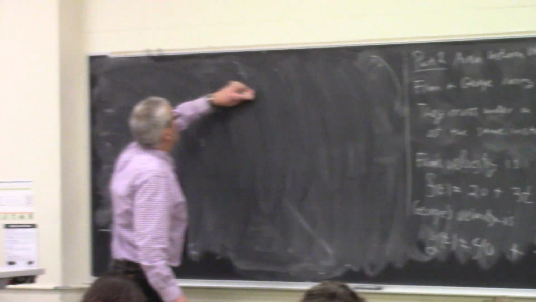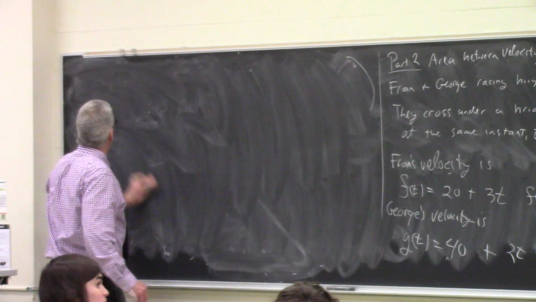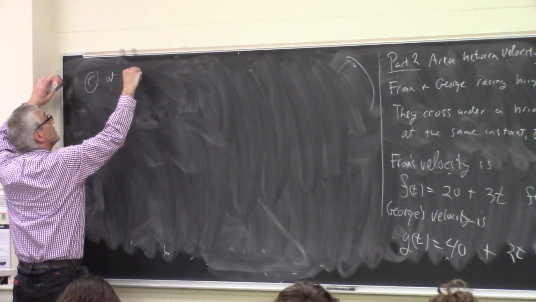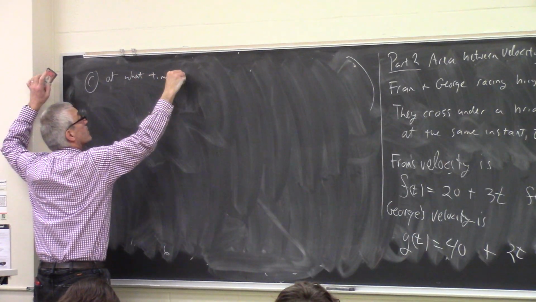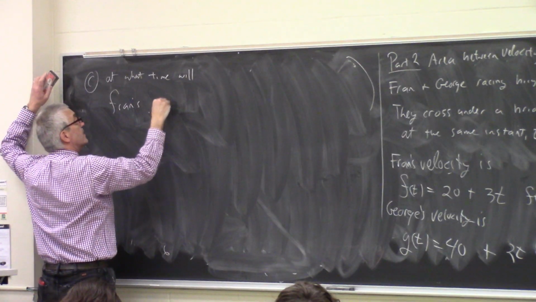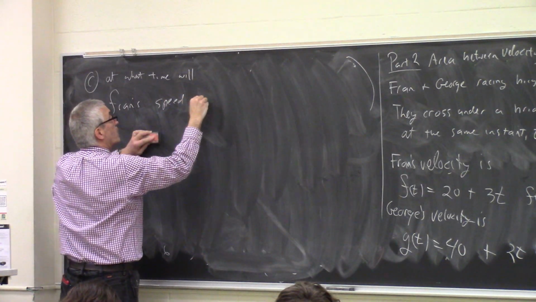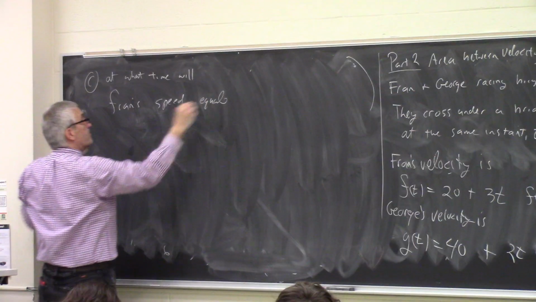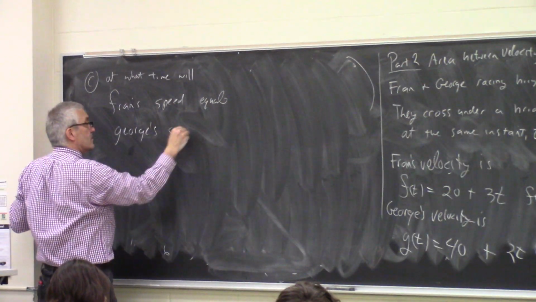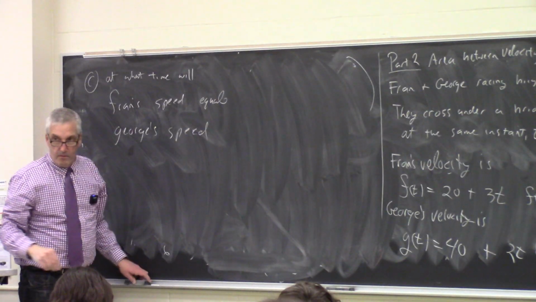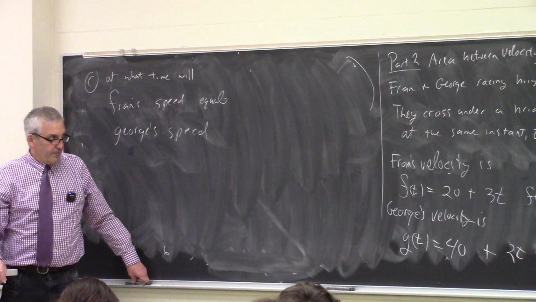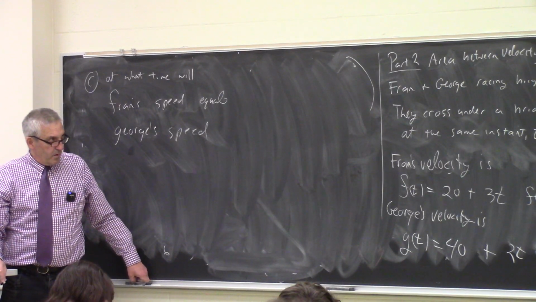Okay, the Jets won the first rumble. The second rumble is to answer this question. At what time will Fran's speed equal George's speed? Sharks and Jets, and then one of you can send your representative up to mark that on the graph where you think that looks like.